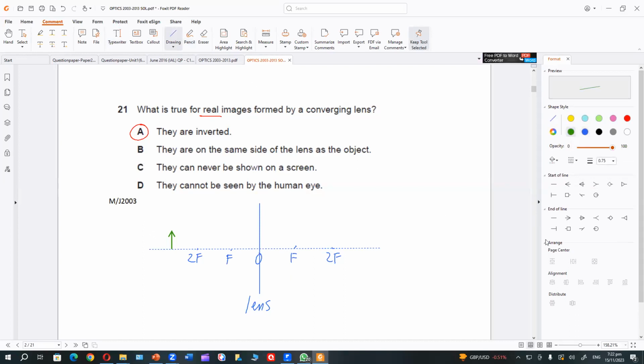Now, I'm taking the first ray. This is the first ray. It hits the lens and passes through the focus. The first ray always passes through the focus.